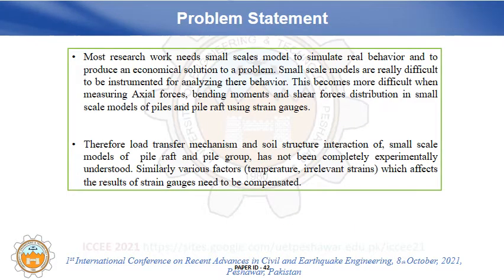Most research works aim to simulate real behavior and to produce an economical solution to a problem. Small-scale models are really difficult to instrument for analyzing their behavior. This becomes more difficult when measuring axial forces, bending moments, and shear force distribution in small-scale models of piles and Piled-Raft using strain gauges. Therefore, the load transfer mechanism and soil-structure interaction of small-scale models of Piled-Raft and pile group has not been completely understood experimentally. Similarly, various factors like temperature and irrelevant strains, which affect the result of strain gauges, need to be compensated.